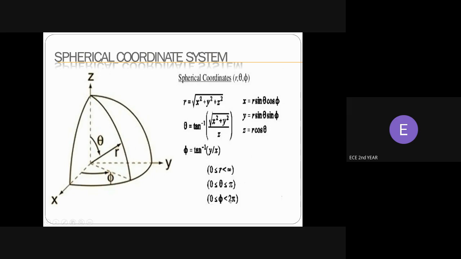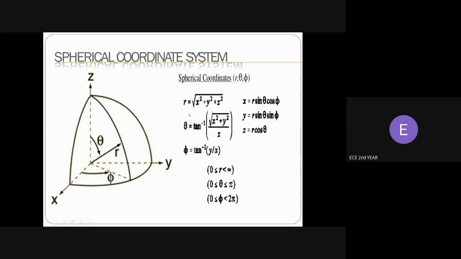So out of the three coordinates, the phi value will remain the same as we saw in the cylindrical coordinate system. Okay, next we will see the relation between the Cartesian coordinate system and the spherical coordinate system. If the three coordinates are given in the Cartesian coordinate system, that means the x, y, and z values are given, and they ask you to convert all those values to spherical coordinates, that is r, theta and phi, you have to use these formulas.